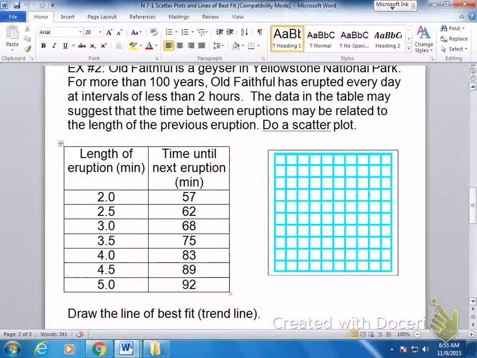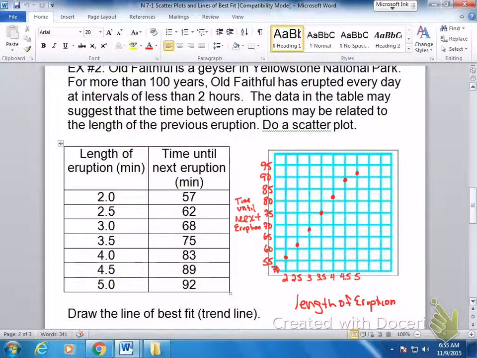So let's look at an example. It says, Old Faithful is a geyser in Yellowstone National Park. For more than 100 years, Old Faithful has erupted every day at intervals of less than 2 hours. The data in the table may suggest that the time between eruptions may be related to the length of the previous eruption. So what we need to do is label our axes and find a scale to use, and let's plot our points. So I'll give you just a second to do that.